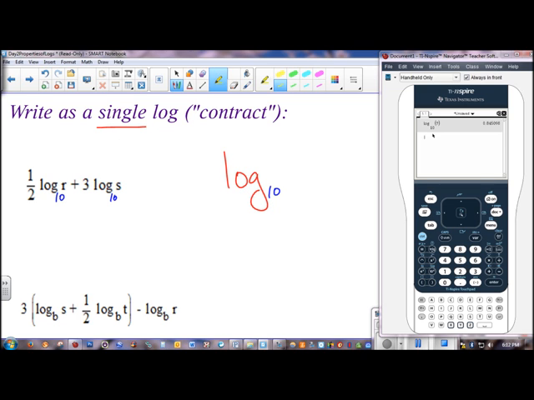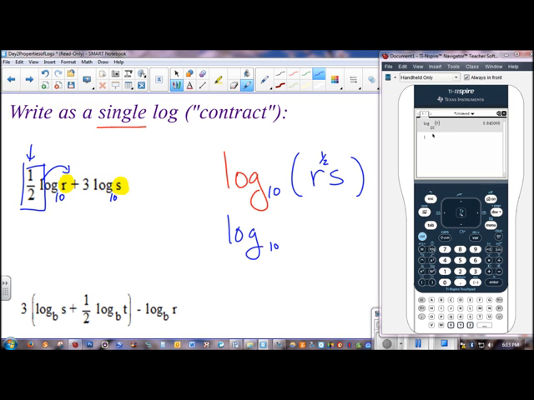Now we're going to take a look at what arguments we have that we're going to have to put back together. I have an argument of an R, an argument of an S. So I'm going to be putting those back together in my single log. Place an R in here and an S in here. And now the last thing we want to take a look at is that 1/2. Well, in the expanded version you have coefficients, but in the contracted version they go up as exponents. So I can write R to the 1/2 up here, but keep in mind that you're not allowed to have fractional exponents. So the fact that this was a fraction means I'm going to have to turn that all into a radical.